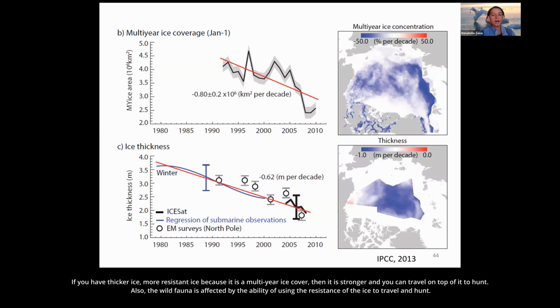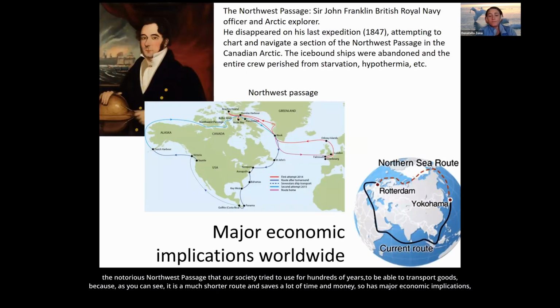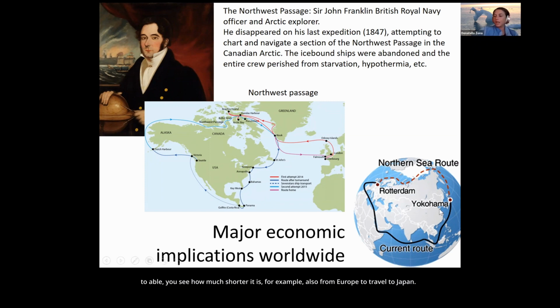And also the wild fauna is affected by the ability of using the ice, the resistance of the ice to travel and hunt. So a decrease in sea ice coverage, as you can see, has a huge potential economic impact. If you have perennial ice cover, then you cannot travel. This is the Northwest Passage, the notorious Northwest Passage that our society tried to use for hundreds of years to be able to transport goods, because as you can see, it is a much shorter route and saves a lot of time and money. So it has a major economic implication. You see how much shorter it is, for example, also from Europe to travel to Japan.